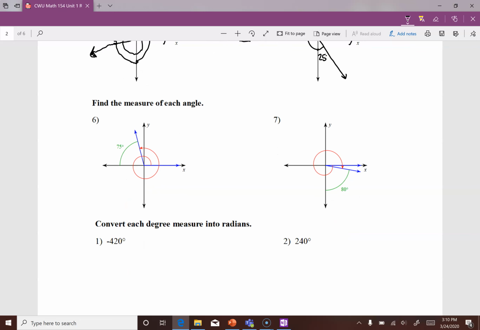Find the measure of each angle. Well, first of all, we should determine if it's positive or negative. And since we're starting up, this is going to be a positive. So there we go. That's a full 360. And then from here to here, that's another 90. And then if this is 75, well, what's 90 minus 75? It's, of course, 15 degrees. So this little bit right here is a 15. So adding up our 360 plus our 90 plus our 15 is 465 degrees.